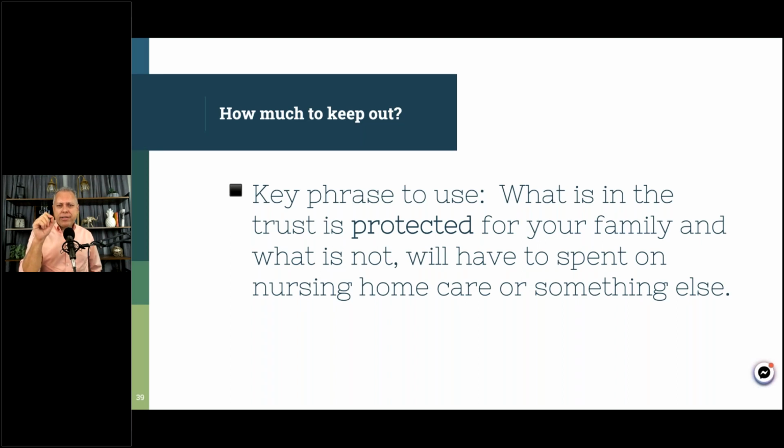The key phrase that you want to use when you're talking about deciding how much goes in versus how much you keep out, say this precisely: what is in the trust is protected for your family, and what is not will have to be spent on nursing home care or something else. That registers in their head. They're like, okay, I get it. I get that what is in this trust is protected, and I want my money to be protected. I want it to go to the kids without worrying about it.